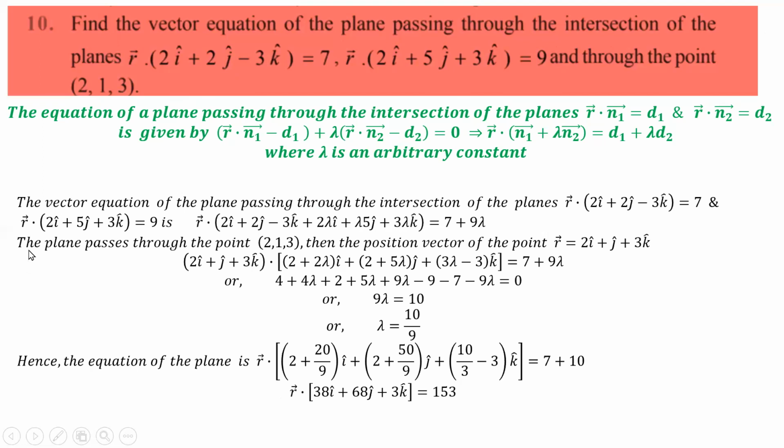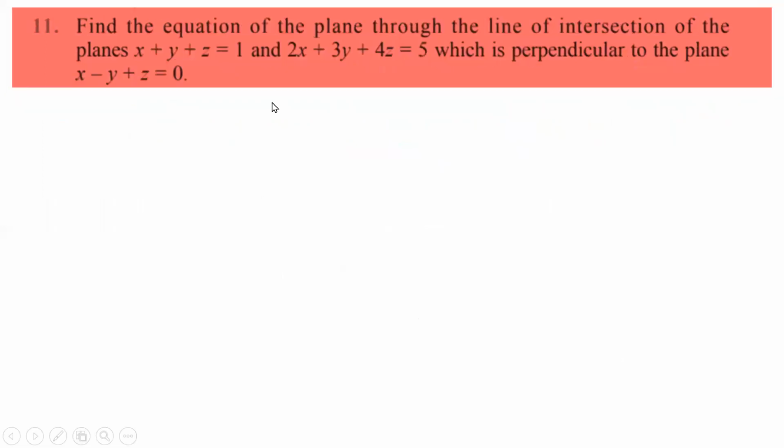Clear? So now, moving to the next question, question number 11. Find the equation of the plane through the line of intersection of the planes x plus y plus z equals 1 and 2x plus 3y plus 4z equals 5, which is perpendicular to the plane x minus y plus z equals 0.